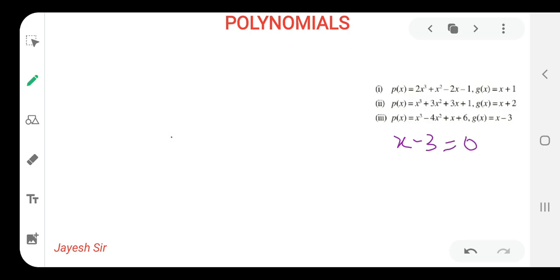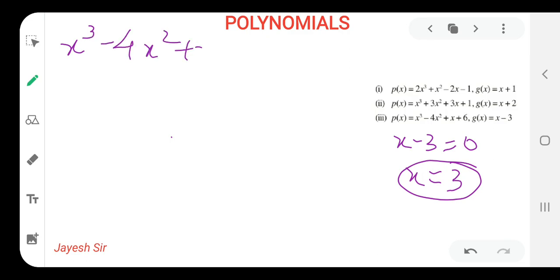So here x minus 3 equals 0. As per transposition, the value of x we are getting is 3. So the zero of the polynomial is 3. So let's see, we have to put the value of x in our polynomial equation. Our polynomial equation is x cube minus 4x square plus x plus 6.